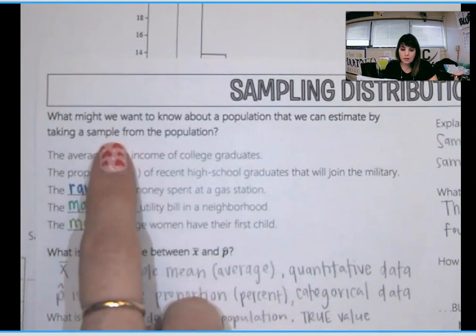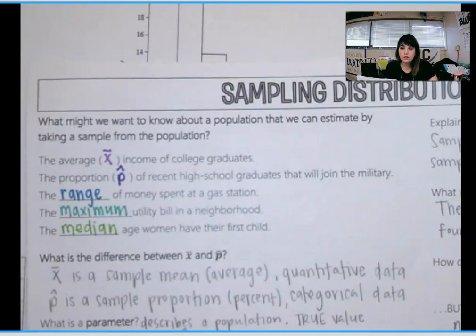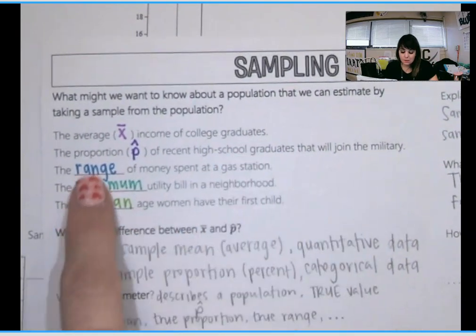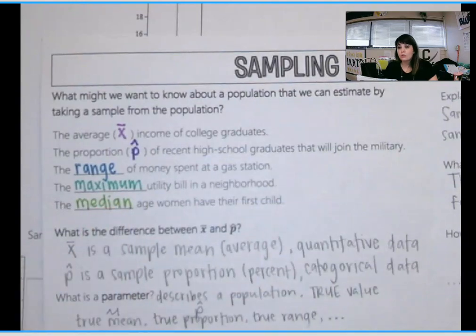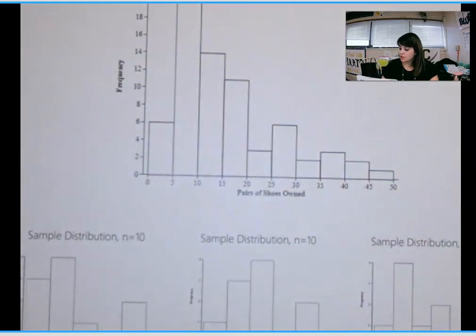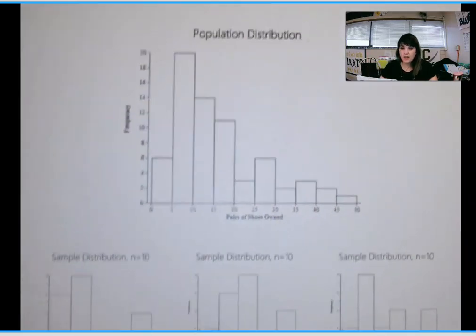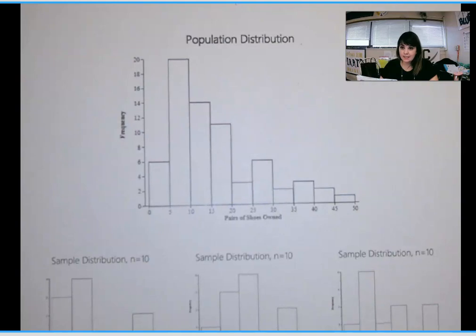Most common, average, and proportion. But that doesn't mean that these things are not also things that we're interested in. So our first example has to do with an average, and it is data that we have seen before. This is the number of pairs of shoes owned data from the beginning of the year.